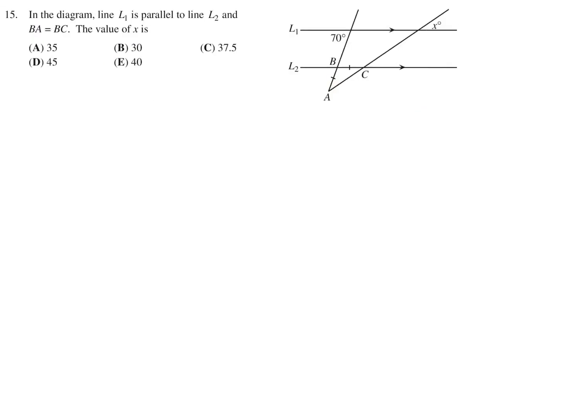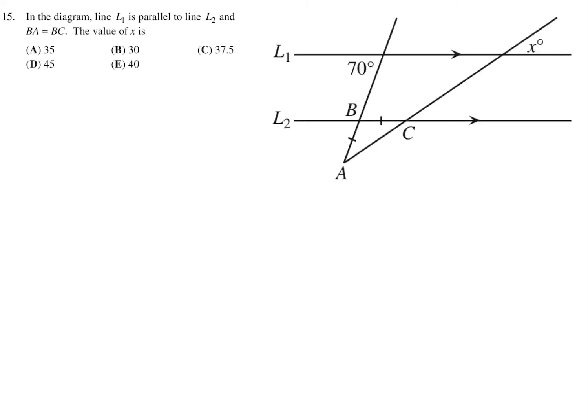In the diagram, L1 is parallel to L2 and BA is equal to BC. The value of X is. So lots of places we can start and a lot of directions we can go in. First, I'll just do this one right here. Angles about a line are equal to 180. So if this is 70, that means this has to be 110.